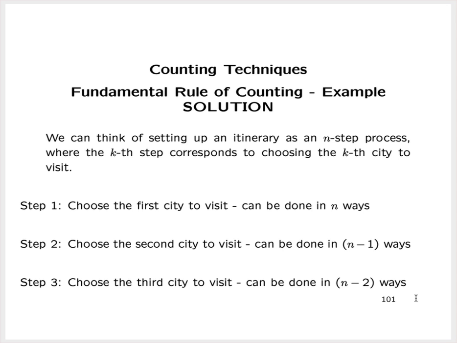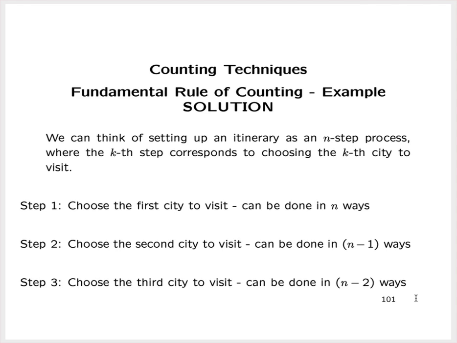And so we can think of setting up an itinerary as an n-step process because there are n cities to visit, each exactly once, where the kth step in that process corresponds to choosing the kth city to visit. And so step one would be choose the first city to visit, which can be done in n ways because there are n cities. Step two, choose the second city to visit, and that can be done in n minus 1 ways, regardless of how the first city is visited.